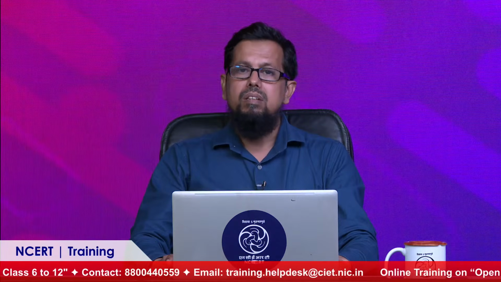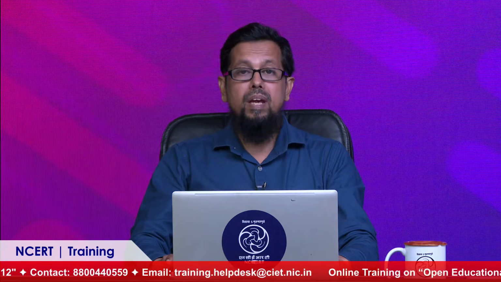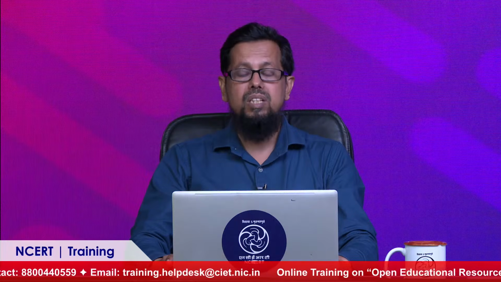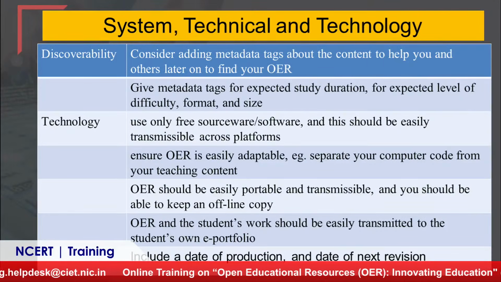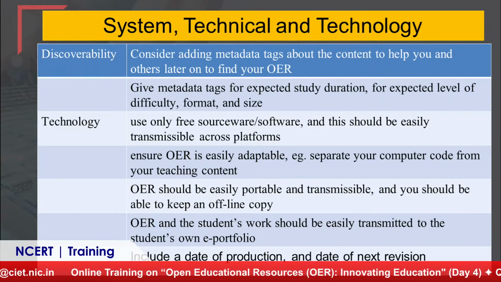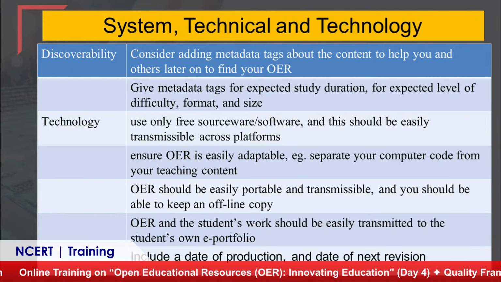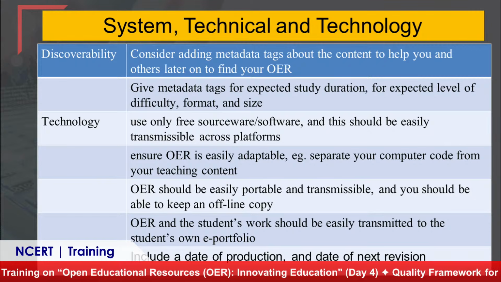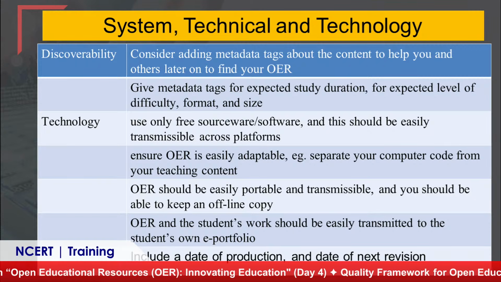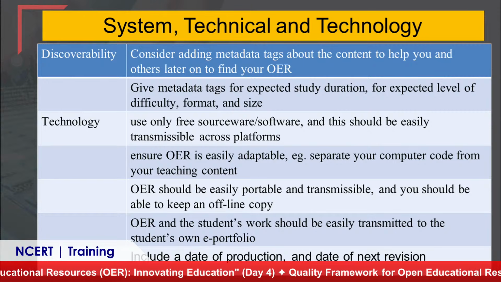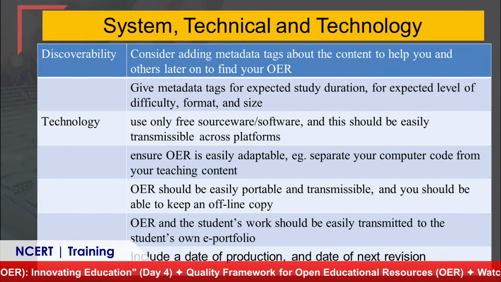So, in metadata there is different information, there are different tags, different points which can be there to make this particular OER more discoverable. Then you should also think about the technology itself, what kind of technology is used, or you are going to use, to create the OER. For example, whether it is free and open source software, or it is just free software, or some other type of technology. So, it should be very clear to you, and you should also check these points.